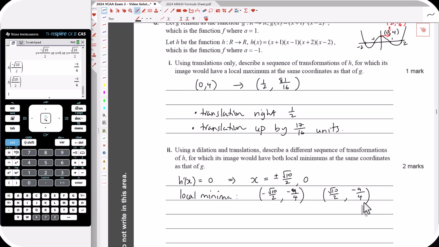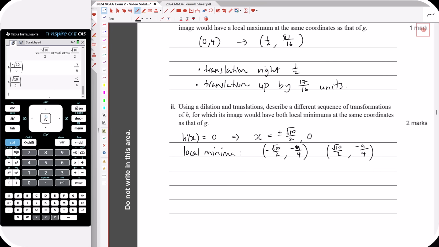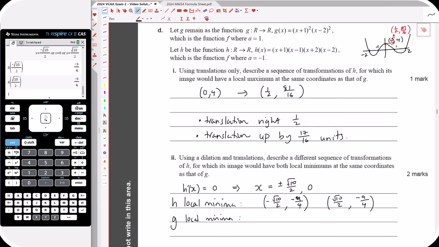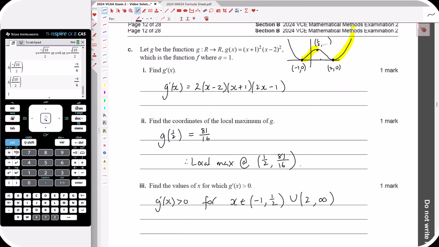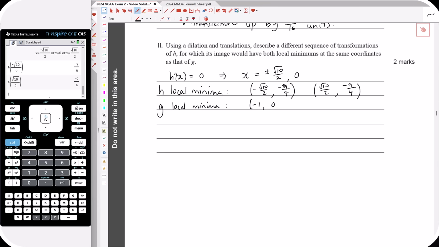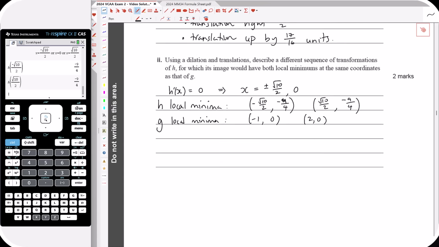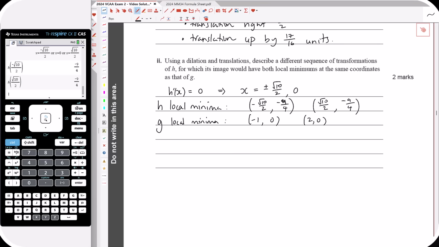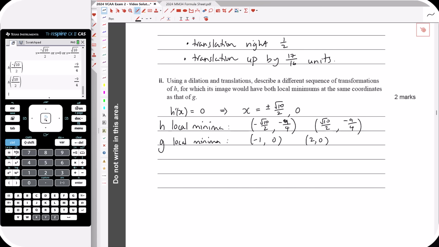Okay, so g of x had local minima. So that's h's local minima. G's local minima, they were on the x-axis. So they were at negative 1, 0 and 2, 0. And then we do also want the image to have both local minimums at the same coordinates as that of G. Okay, so we need to sort of think about, there's going to be a dilation required here.